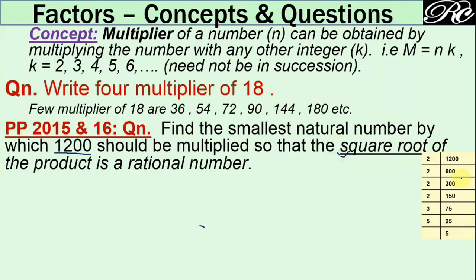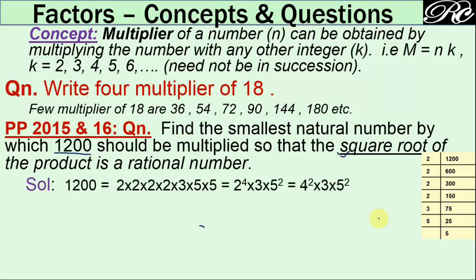So in tabular form we are getting 1200 divisible by 2, 600 divisible by 2, 300 divisible by 2, 150 divisible by 2, 75 divisible by 3 becomes 25, divisible by 5 becomes 5. So therefore this 1200 can be written as 2 into 2 into 2 into 2 into 3 into 5 into 5. Means it is 2 to the power 4 into 3 into 5 square. Say we want to get the square root of this 1200. So it is better to convert this 2 to the power 4 as the square of some other number. So 2 to the power 4 can be written as 4 square, so 4 square into 3 into 5 square.